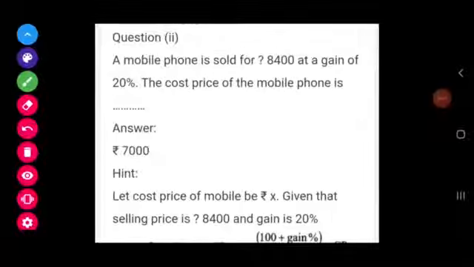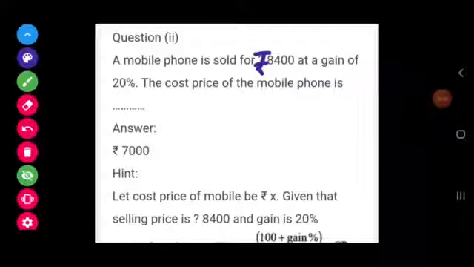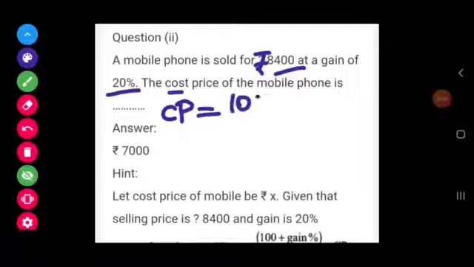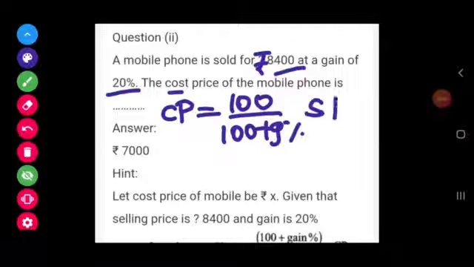Second question, a mobile is sold for rupees 8,400 at a gain of 20%. The cost price of the mobile phone is dash. Here they have given SP, that is 8,400. Then gain percentage, that is profit percentage, 20%. We need to find CP. We know the formula: CP equals 100 divided by 100 plus gain percentage, into SP.